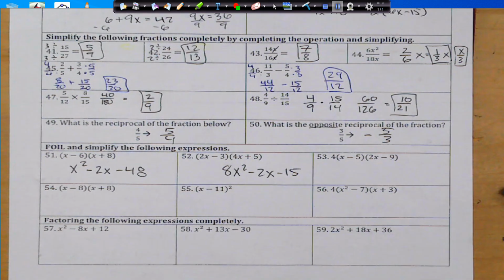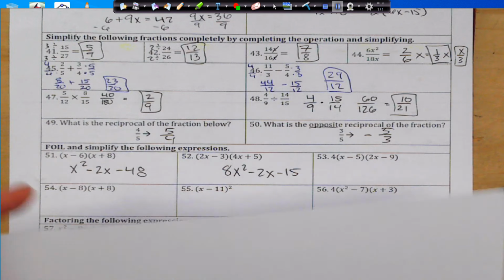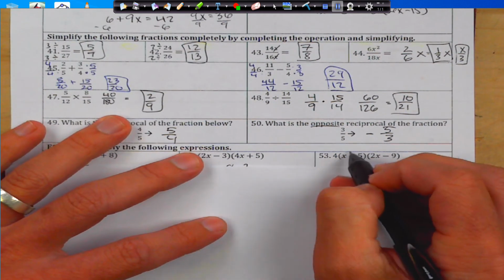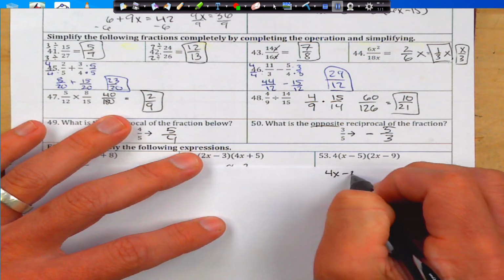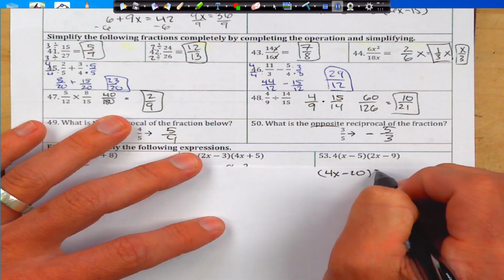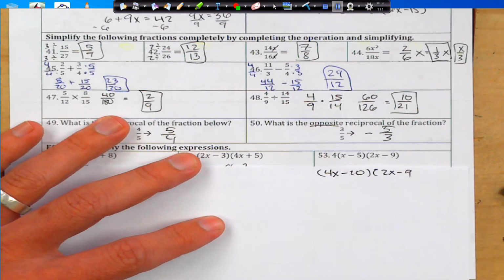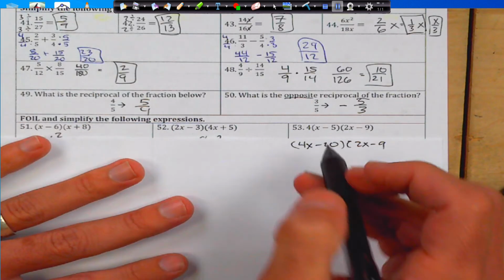Alright, so 53, 54, 55, 56, let's go ahead and do those. So over here, first you have to distribute the 4, because that comes first. 4x minus 20, and then parentheses 2x minus 9. I'm going to do FOIL for just the matter of speed.